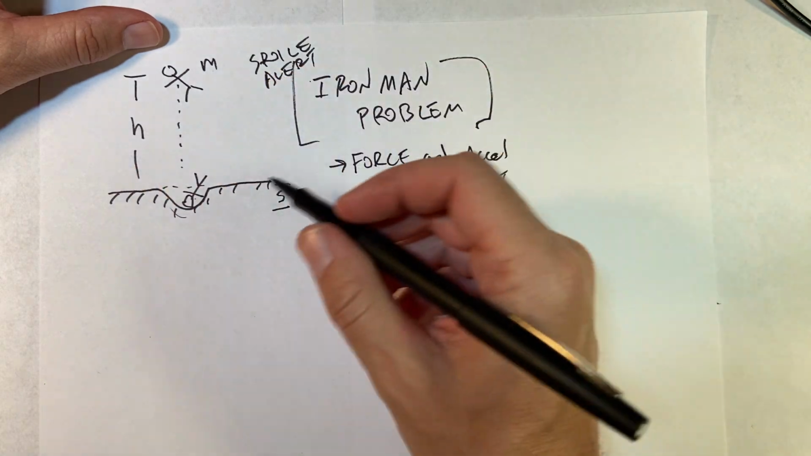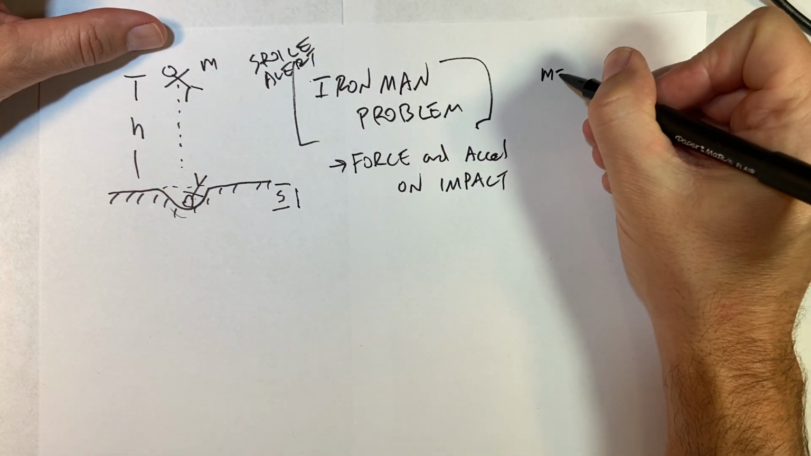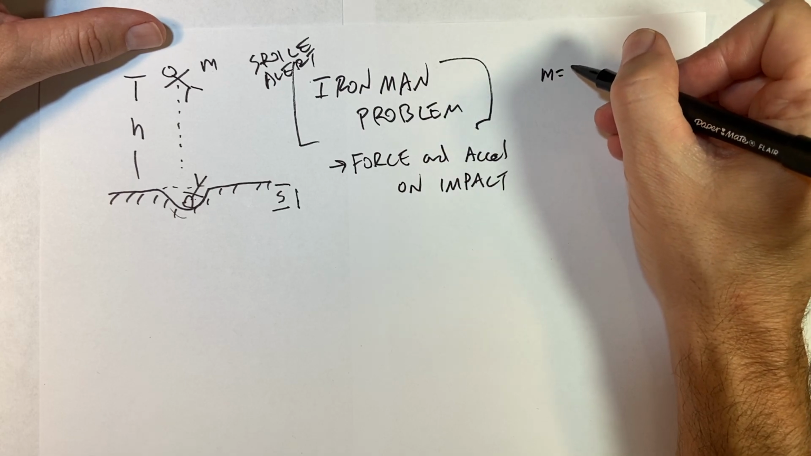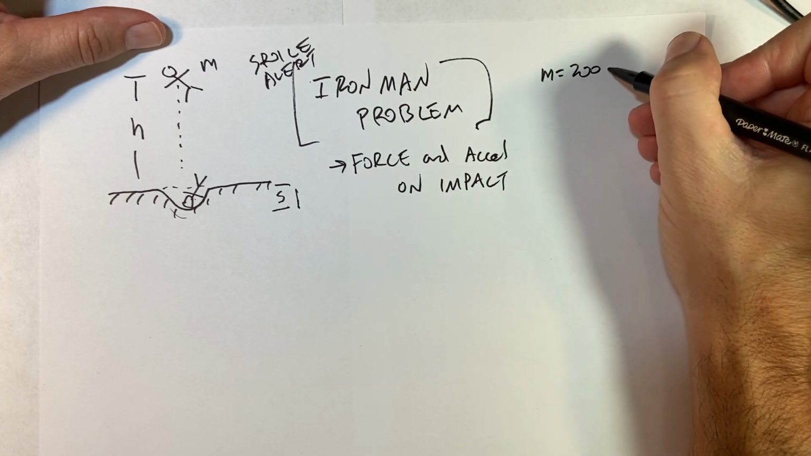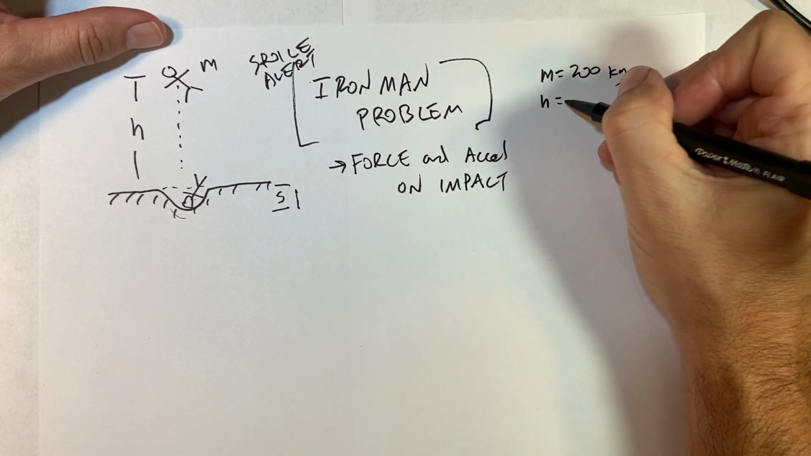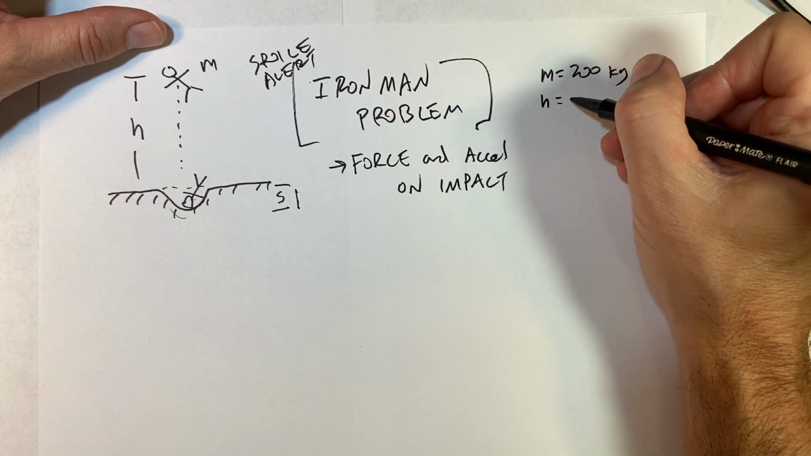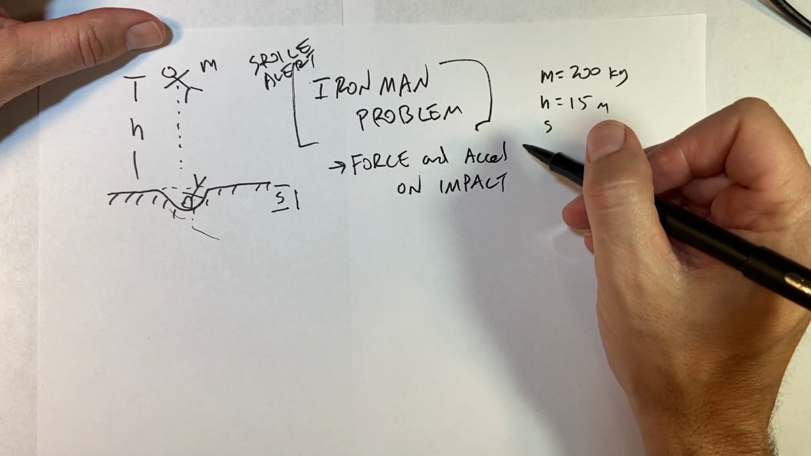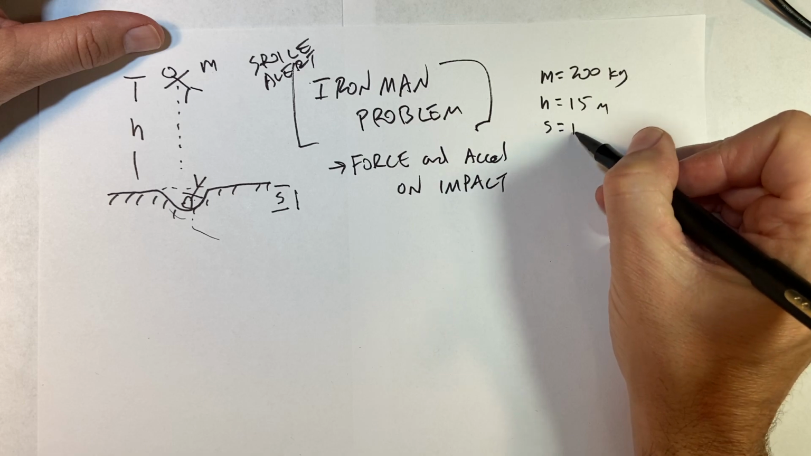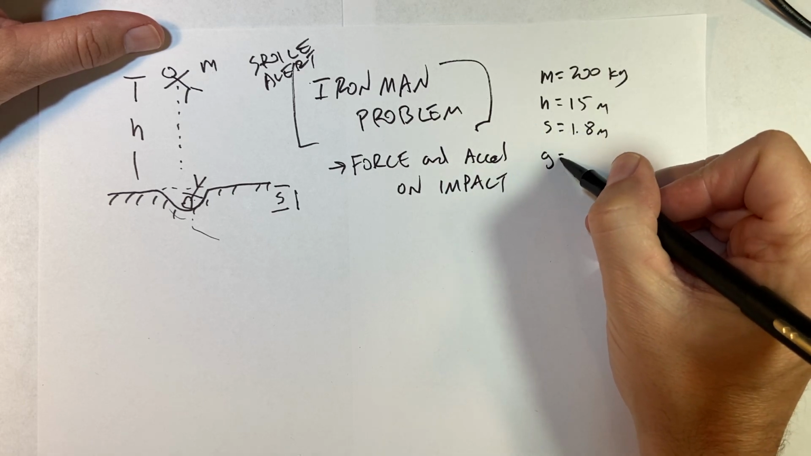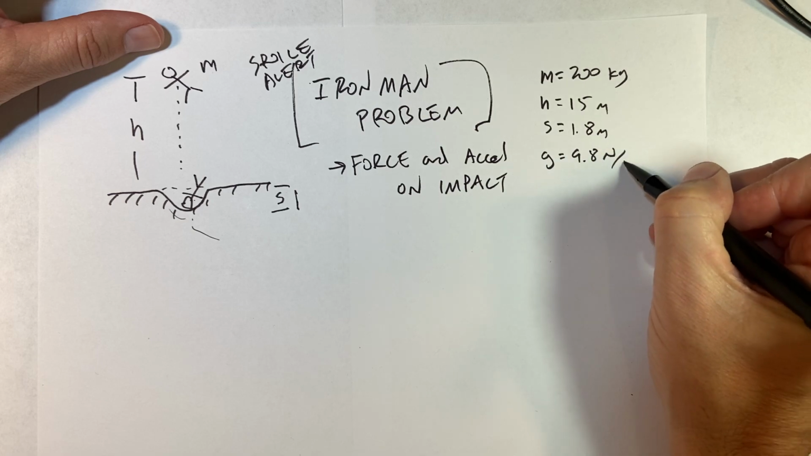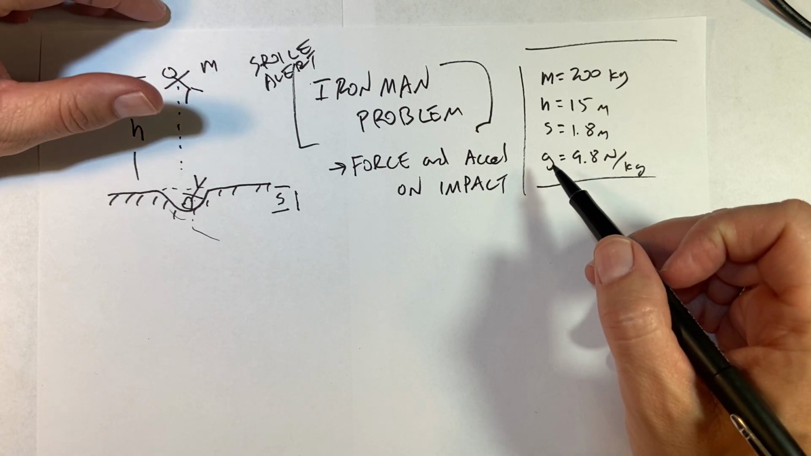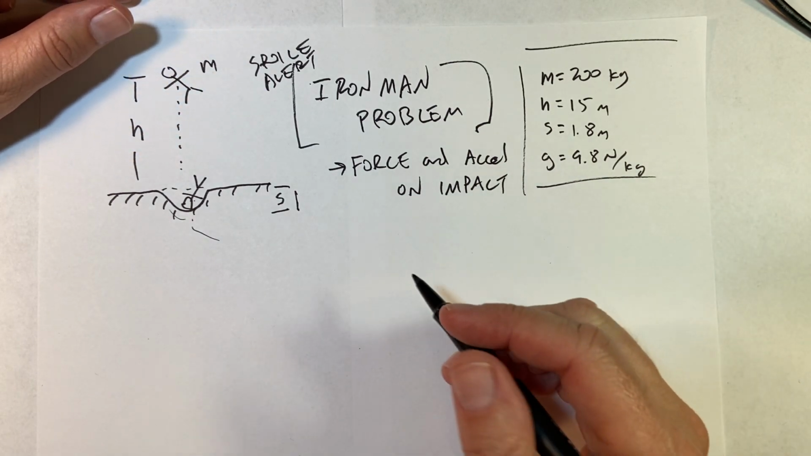We can pick some values for H and M and all this stuff. Let's say he's got the suit on, so let's say 200 kilograms, which is kind of high, but yeah, it's iron, right? H is going to be 15 meters, and S, I'm just eyeballing it here, let's be generous and say 1.8 meters. The magnitude of the gravitational field is 9.8 newtons per kilogram. Okay, so those are my estimates. You can make your own estimates, and in fact, I'll link to my calculations at the end so you can change it to your own thing.